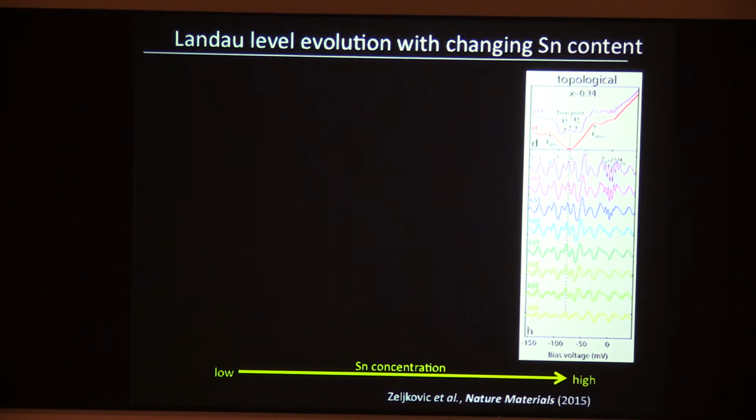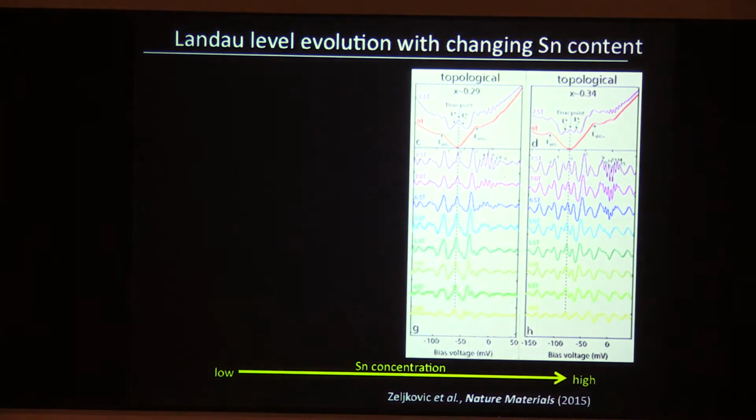So I know this is the end of the hour, bear with me. I'm going to try to go through this without losing you. So here's the topological sample I showed you earlier. Here's the zero field spectrum, and here you can see the 7 Tesla spectrum. Here's the Dirac point, and here are the peaks on either side, which represent the mass.